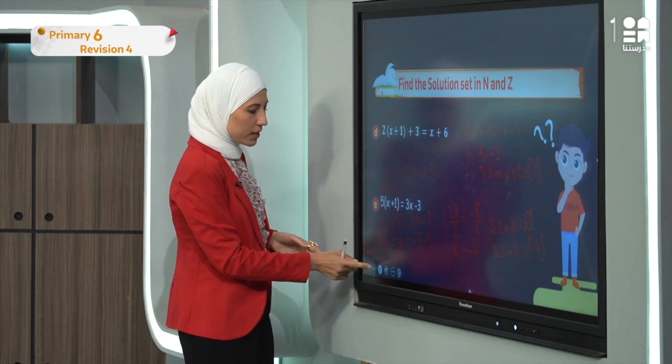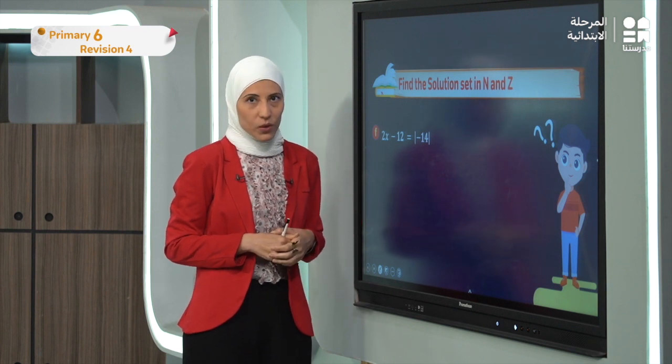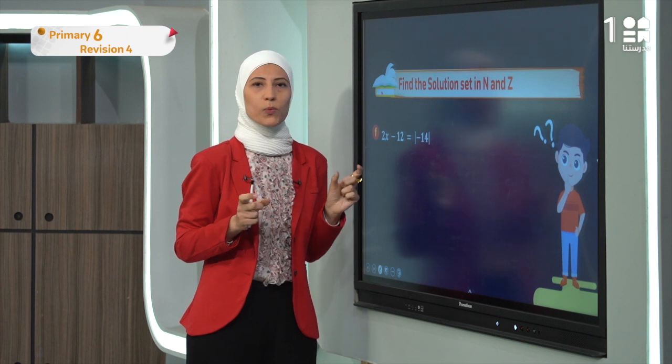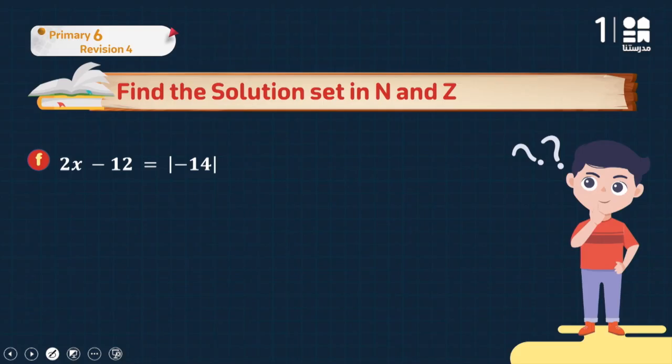Let's move to the next idea. I have here absolute. The answer is supposed to be with absolute. Of course, let's remember what is the absolute. The absolute is the space between the number and the zero on the number line. Here I have absolute negative 14. All the answers of this absolute are supposed to be positive. So absolute negative 14 gives me of course 14.